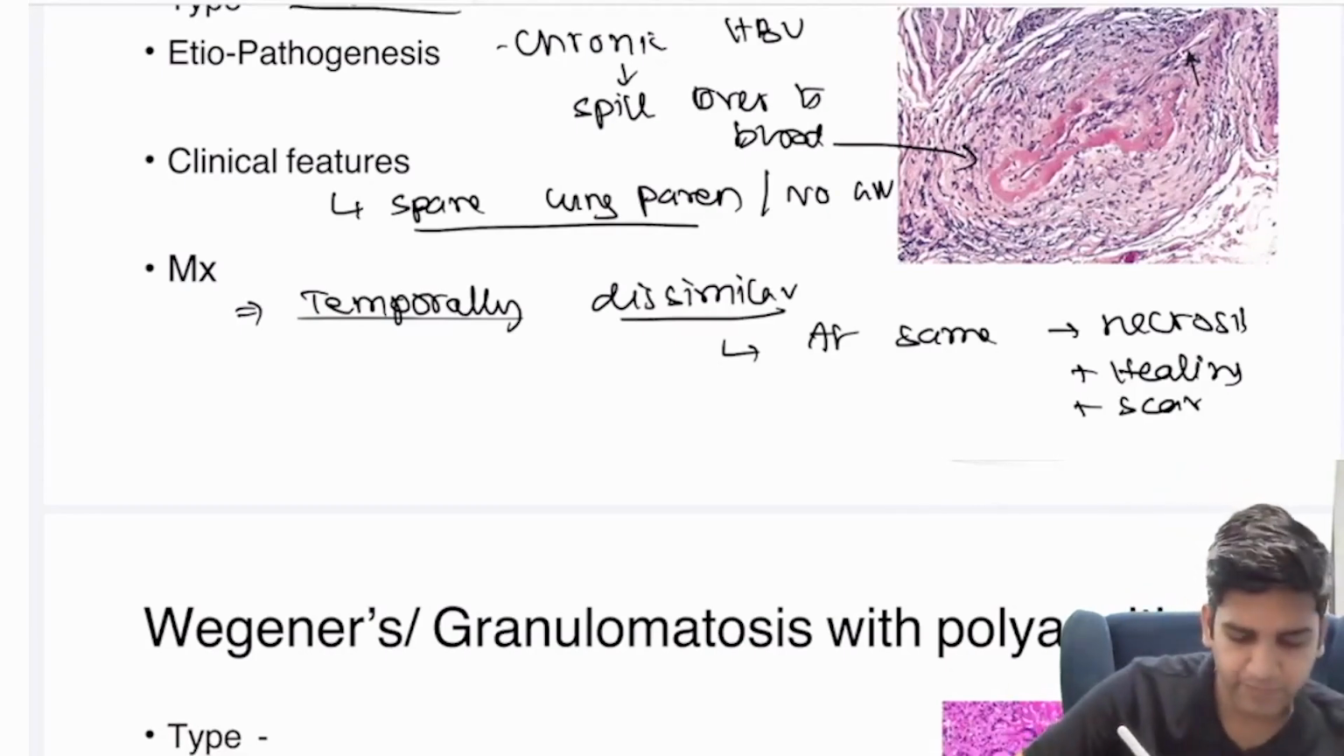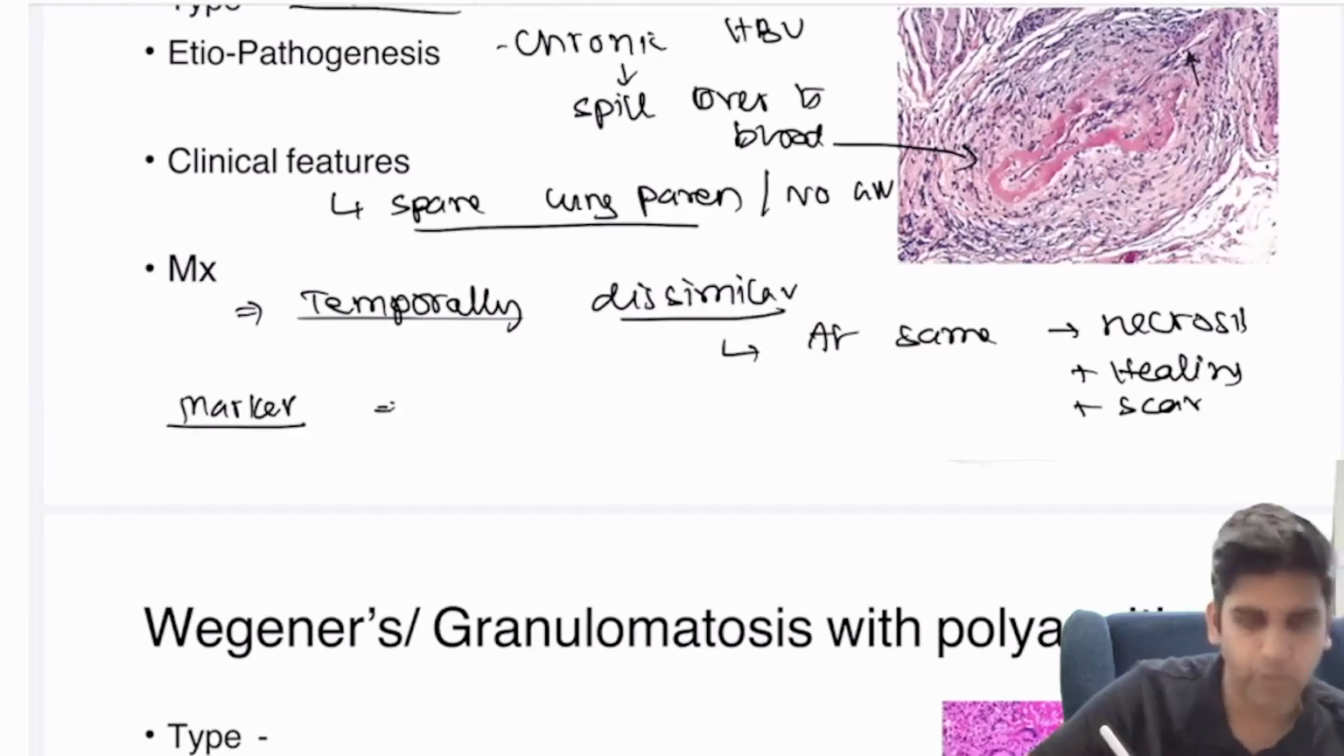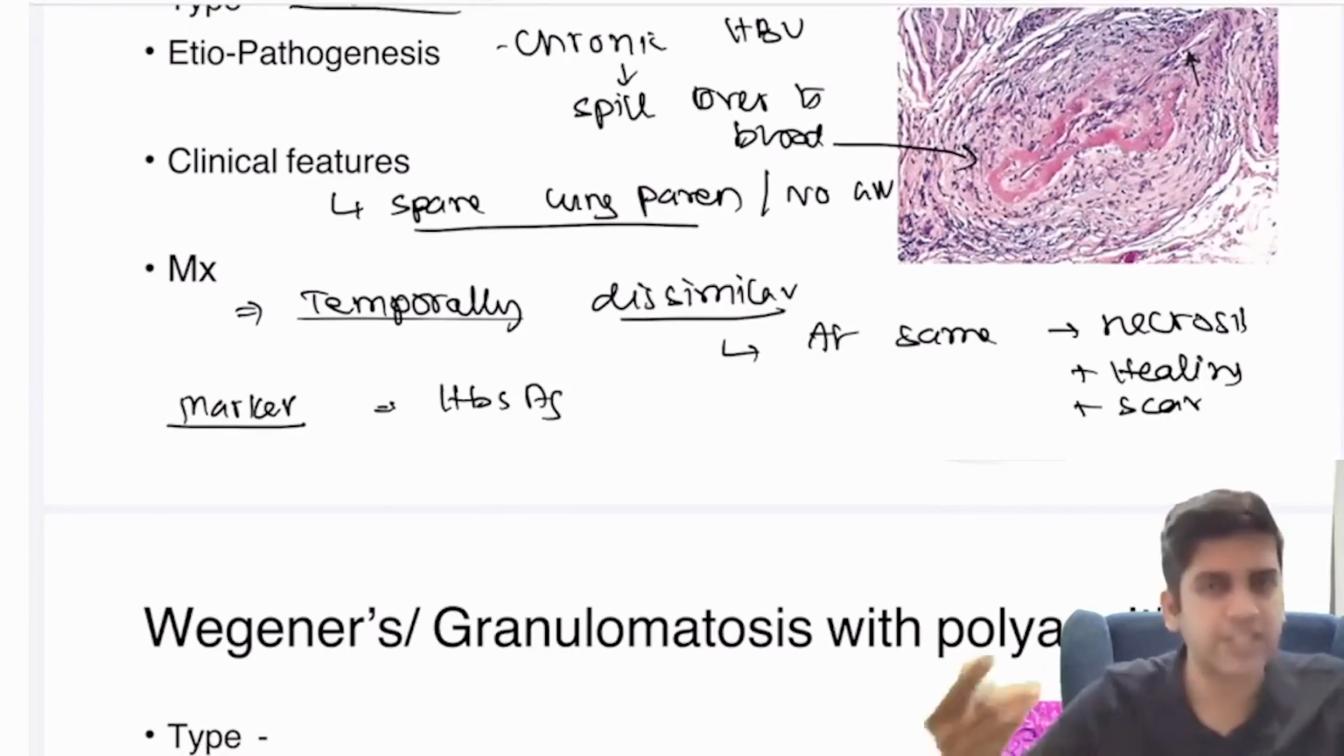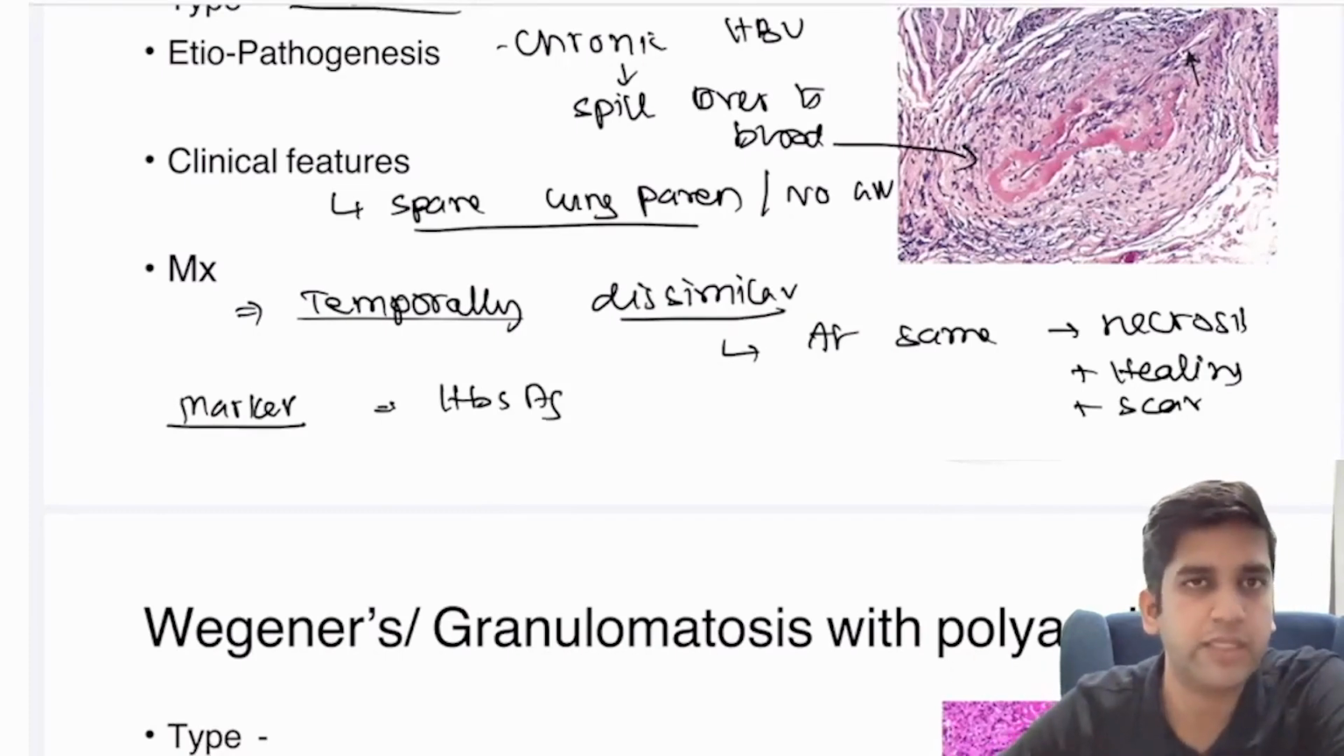And the marker of PAN is the same as the etiology. See, when you want to identify a marker or diagnostic point, go back to the etiology. It will be positive for HBsAg. It has to be positive for HBsAg by default, fine? That's with respect to PAN, okay?